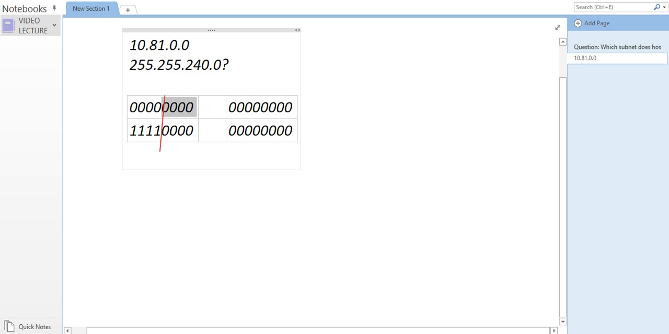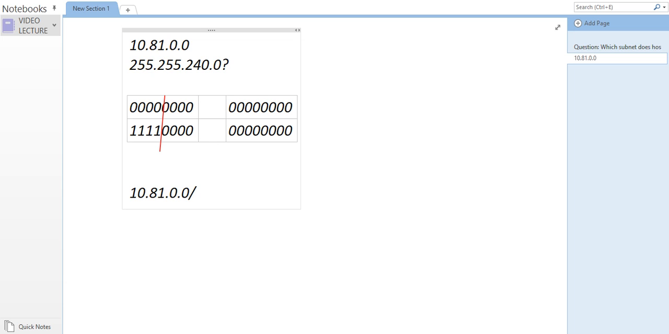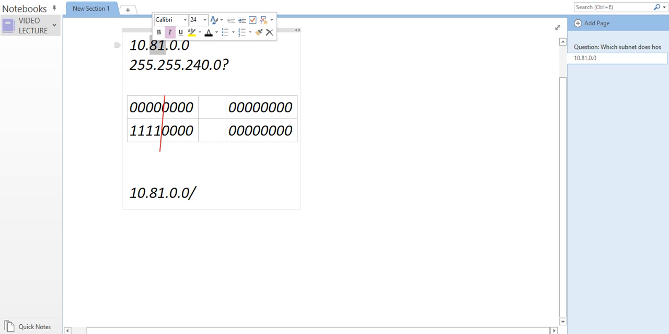So you get your network right here. The network address is 10.81.0.0 slash. Now the CIDR is 8 plus 16 plus 4, so your CIDR is 20. You have to get that right because this is 8, 16, plus the 4 bits borrowed on the third octet. It gives you 20.